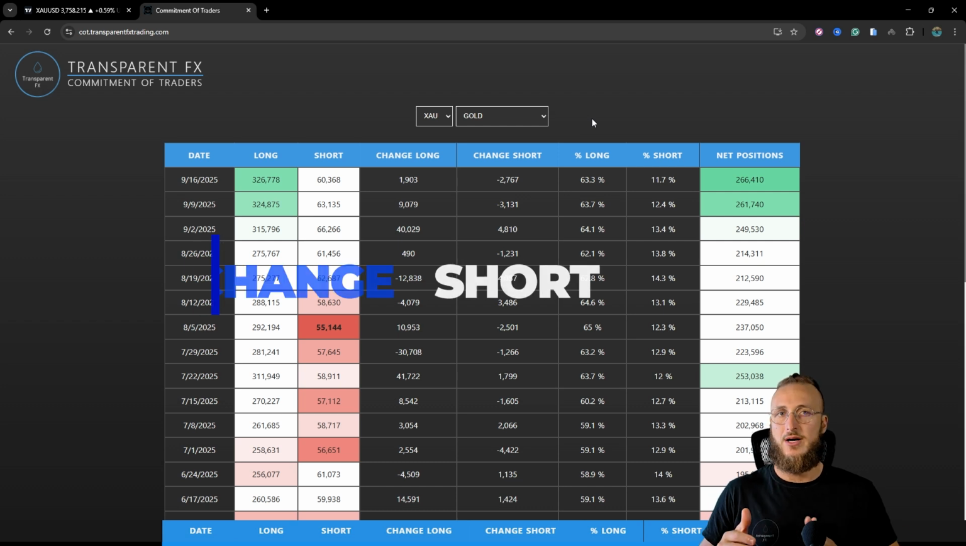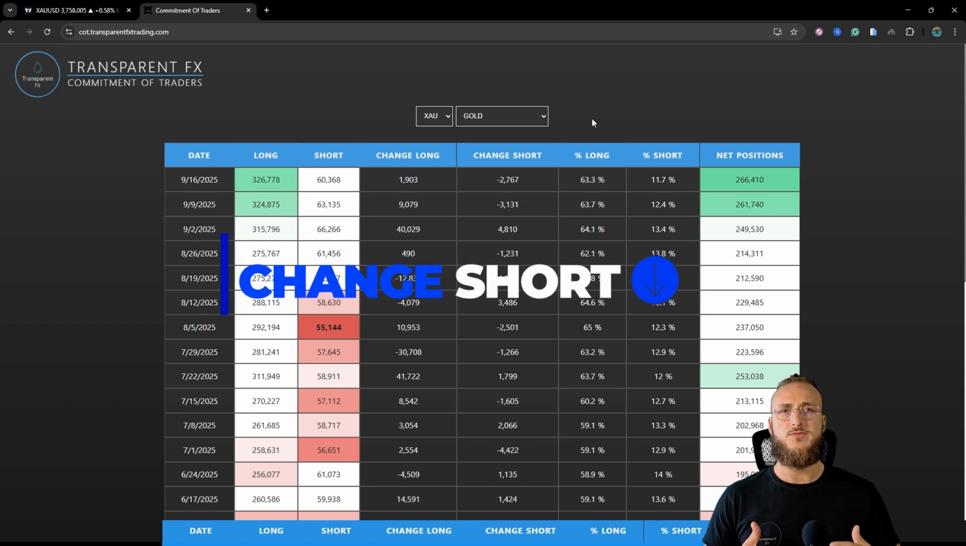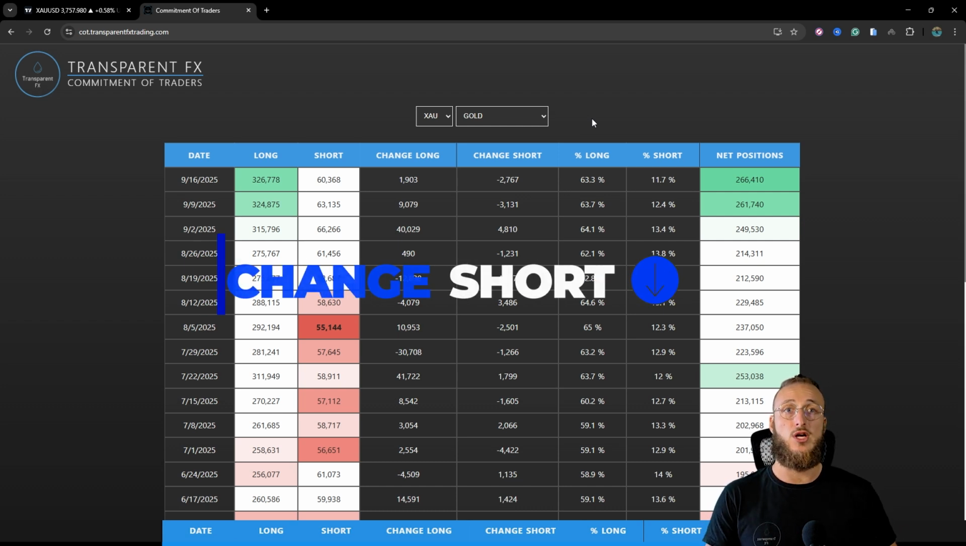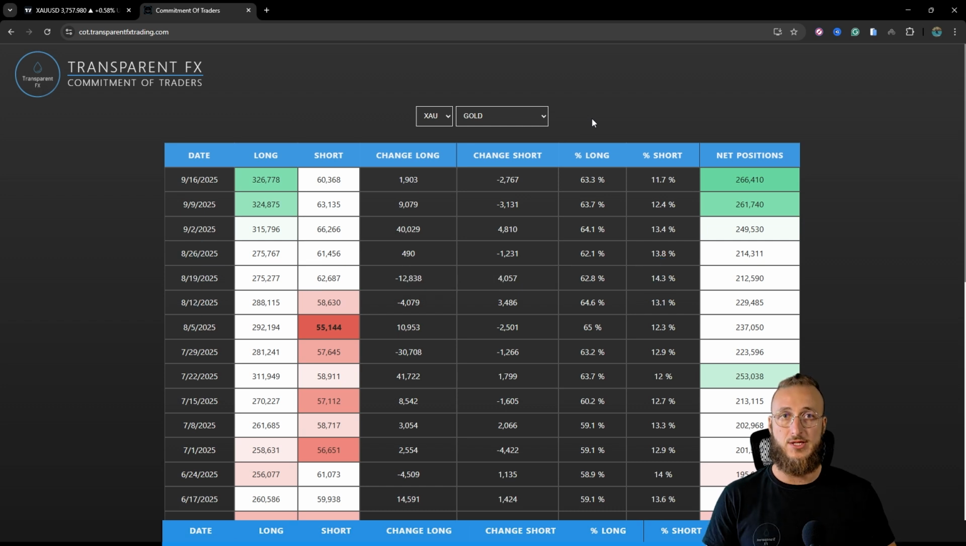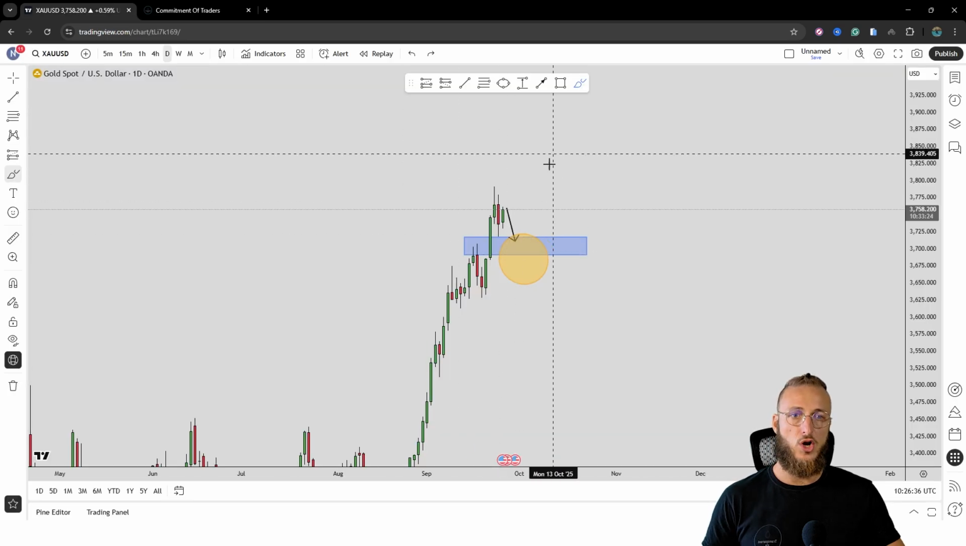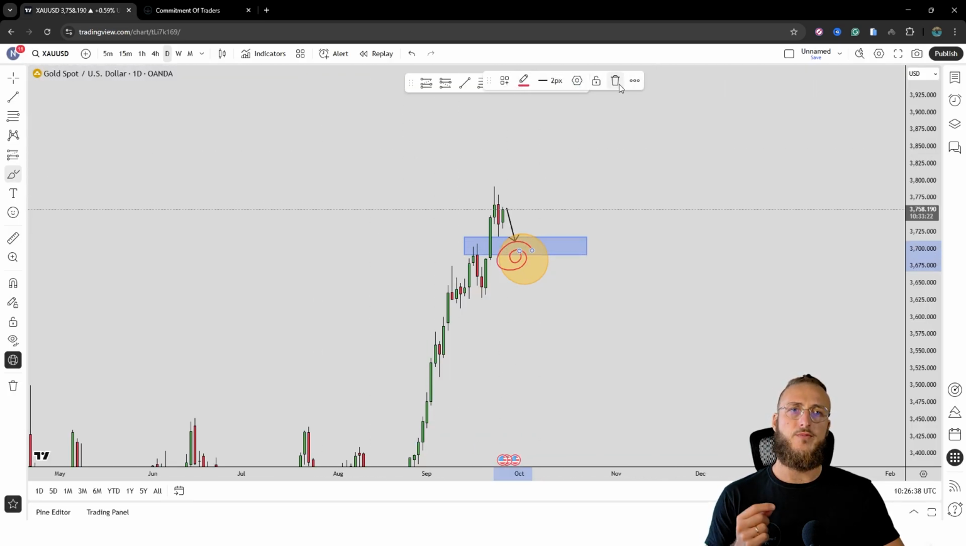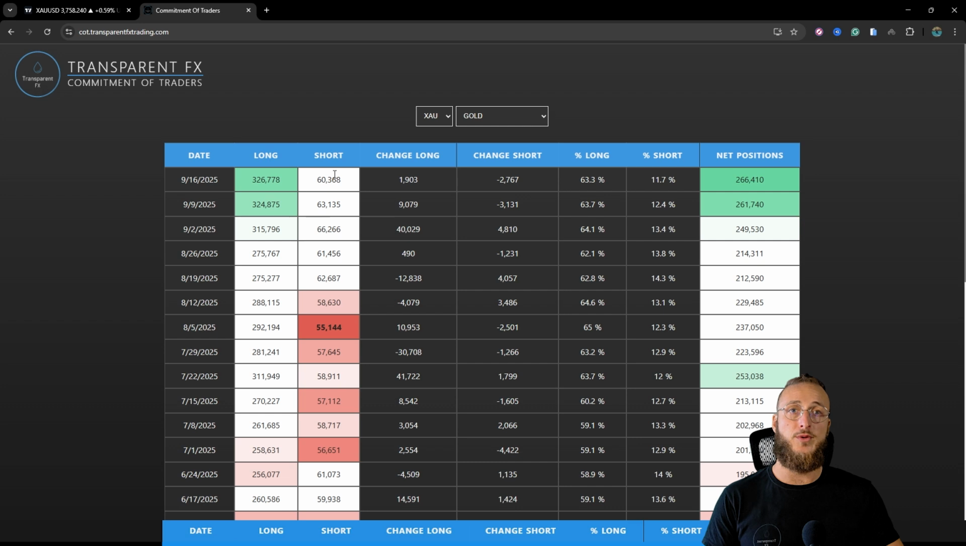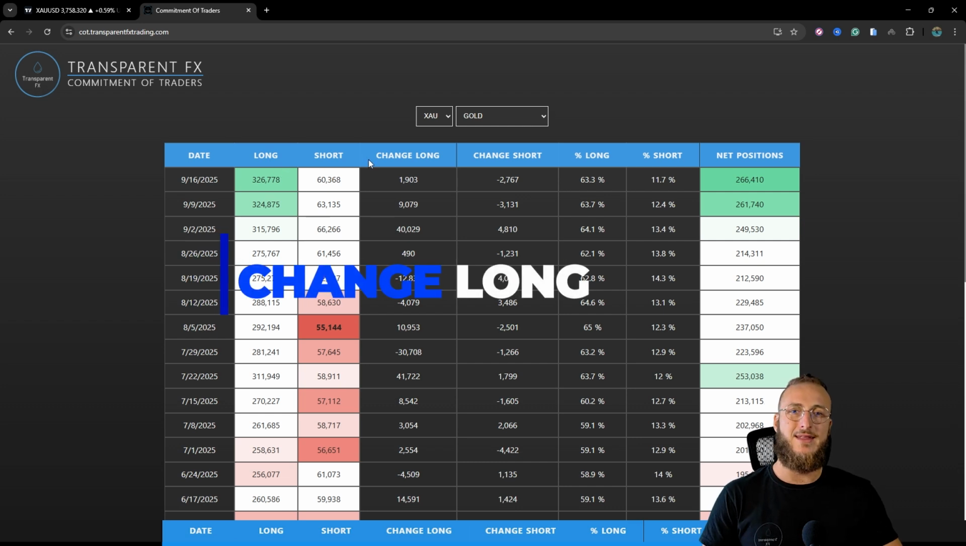Now, if institutions are adding longs and closing shorts, this increases the probabilities of seeing even more institutional buying if the market will retrace to that demand and support area that I have just identified here on the daily time frame. Now, what we can notice is that at the moment we are sitting with a massive long position and very small short position from an institutional perspective.